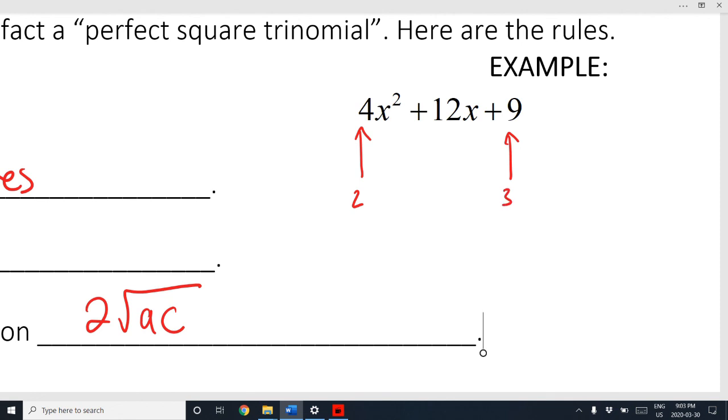Now, the center should be equal to 2 times those 2 numbers. So 2 times 2 times 3, which is equal to 12 in this case. And so we know that this one is a perfect square because it follows all the rules. The middle number is even. This is square root of that, and we know the middle is going to be equal to 2 times 3.